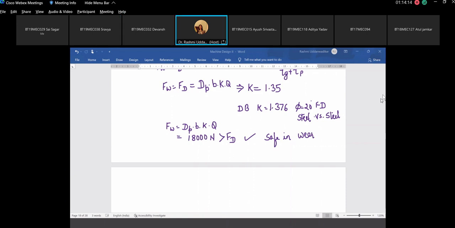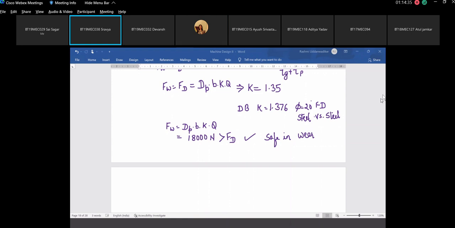For the value of K, the gear we have already assumed is cast steel, and the pinion is forged carbon steel. This is what we have assumed, right? Which means ultimately it is steel versus steel, different grades of steel versus steel.